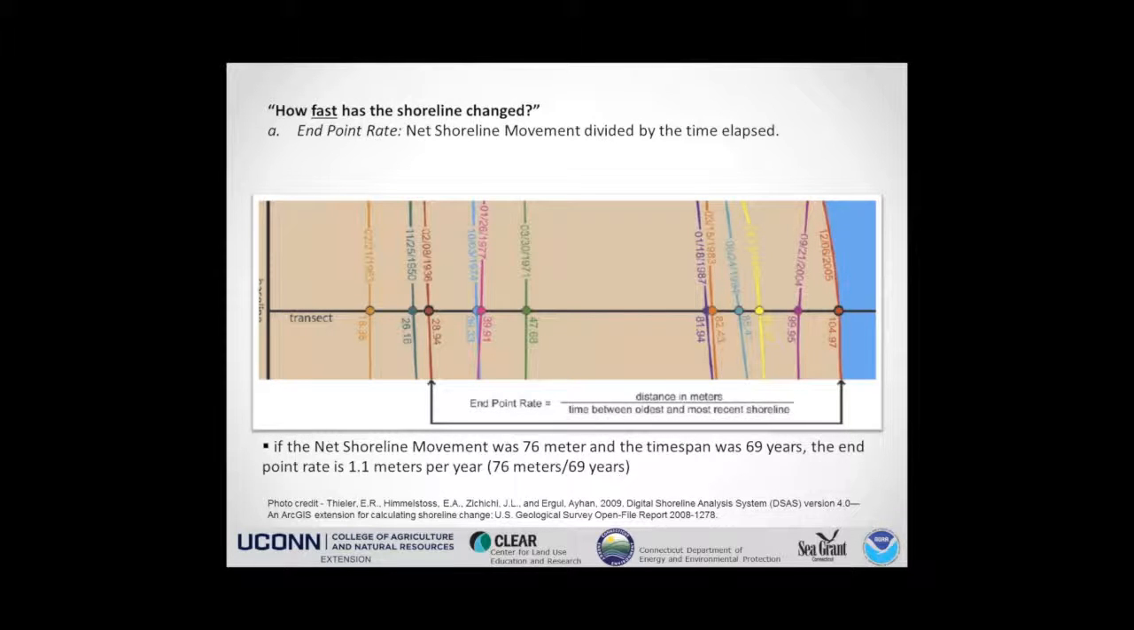We can look at the speed of that change or the rate of that change and answer the how fast it's changed by looking at a simple endpoint rate. And really that's nothing more than the net shoreline movement that we talked about in the previous slide divided by the time frame. So again, a hypothetical example here, but if that net shoreline movement distance was 76 meters over a 69-year time frame, then the endpoint rate that you get is 1.1 meters per year. So that's the idea of this, how fast has it changed.